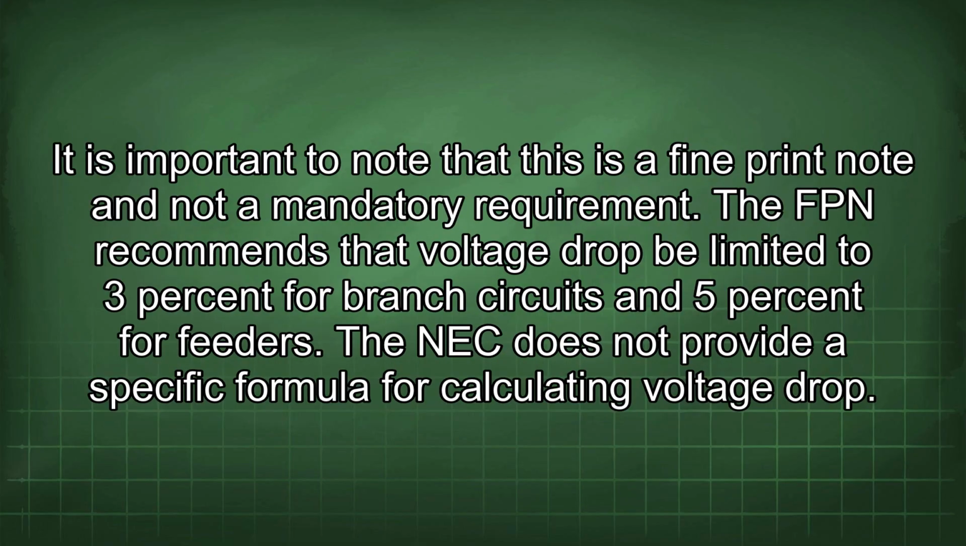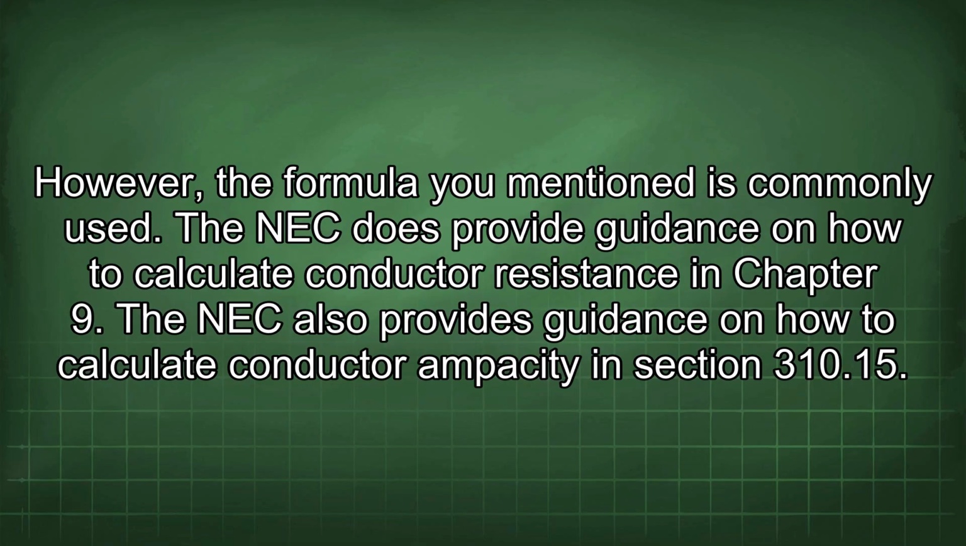It is important to note that this is a fine print note and not a mandatory requirement. The FPN recommends that voltage drop be limited to 3% for branch circuits and 5% for feeders. The NEC does not provide a specific formula for calculating voltage drop. However, the formula you mentioned is commonly used. The NEC does provide guidance on how to calculate conductor resistance in Chapter 9. The NEC also provides guidance on how to calculate conductor ampacity in Section 310.15.